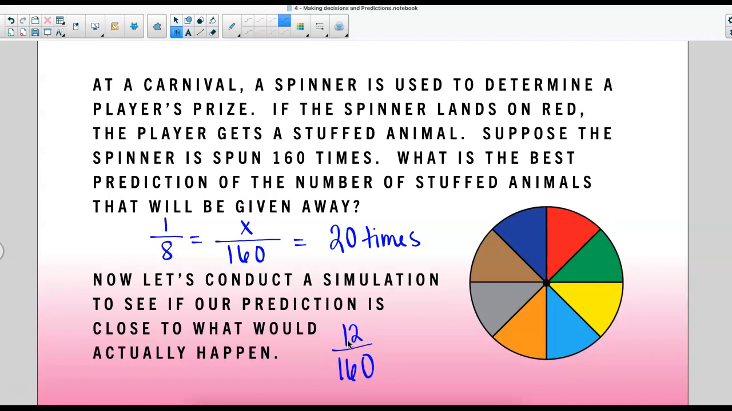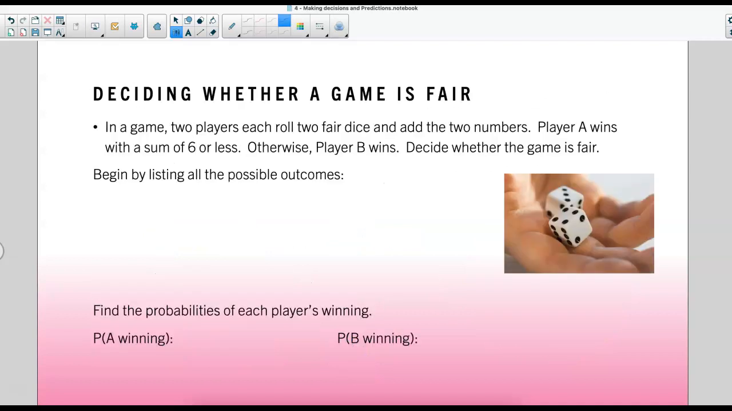160 is a pretty good amount of times to try something, and we were partially there, okay? Just not all the way. Questions there? Does that make sense? Okay, so we understand what a simulation is. We understand how probability affects that. We learn how to flip a coin. Okay, last slide. Deciding whether a game is fair.